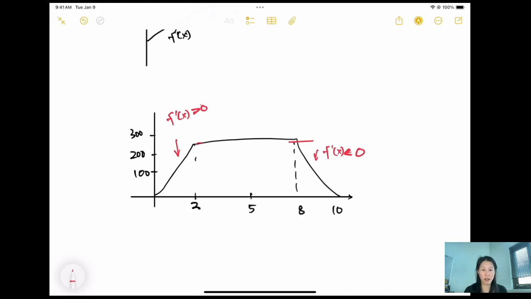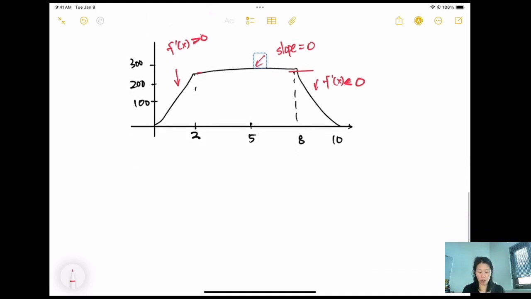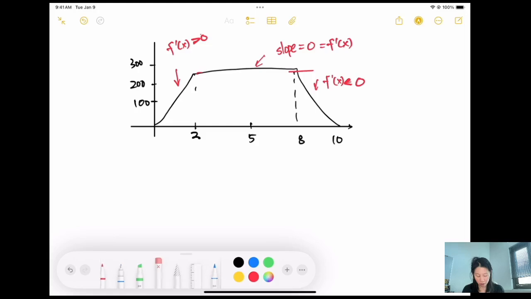The flat line. Look at the slope of the flat line. This is a horizontal line. So that means if it's a horizontal line, the slope is equal to 0. So that means from x equals 2 to 8, f prime of x equals 0. The velocity equals 0.